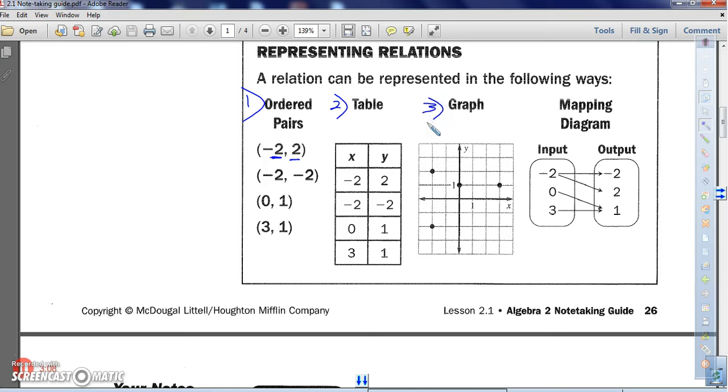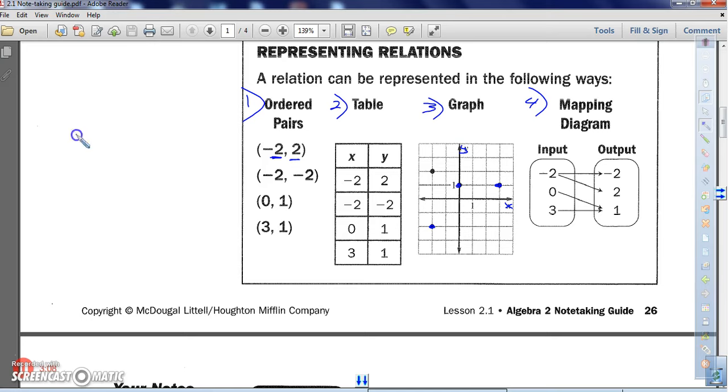Thirdly, we have a graph. Now, with a graph, we have our x-axis and we have our y-axis, and each point that's on this graph represents an ordered pair. So it shows us an input and an output paired together. Fourth, a mapping diagram. With a mapping diagram, we list the inputs, or the values in the domain, and we list the outputs, or the values in the range. And then we use an arrow to go from the element in the domain to the element in the range that pairs with it. So a mapping diagram is another way of showing a relation.